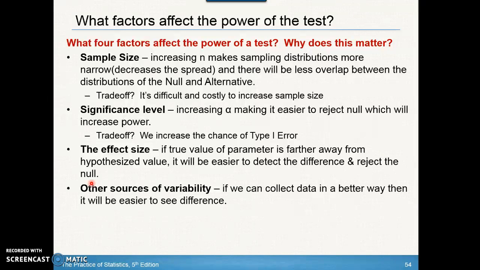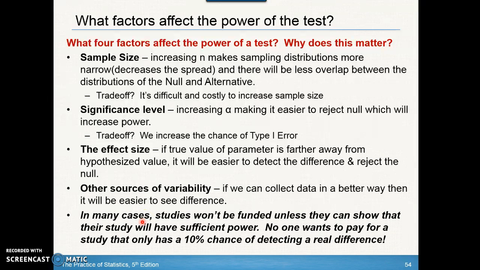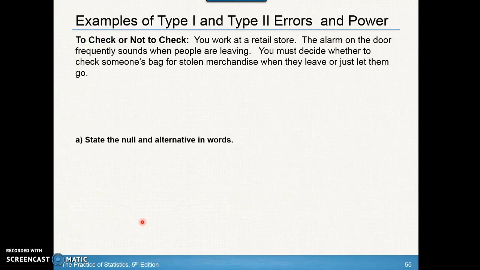Okay, and then there are other sources of variability. If we can collect data in a better way, it's going to be easier to see a difference. In many cases, studies won't be funded unless they can prove that their study is going to have sufficient power. No one wants to pay for a study that only has a 10% chance of detecting a real difference. So when you look at the power of a test, if it has like a 90% chance of detecting a difference when there is one, then you want to say, hey, that's a pretty good test. Let's go for it.